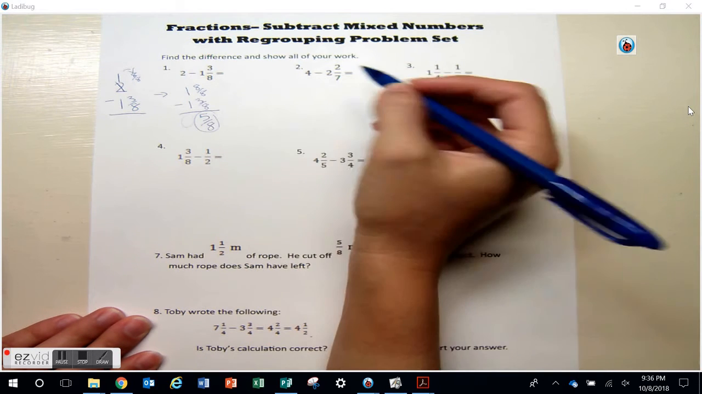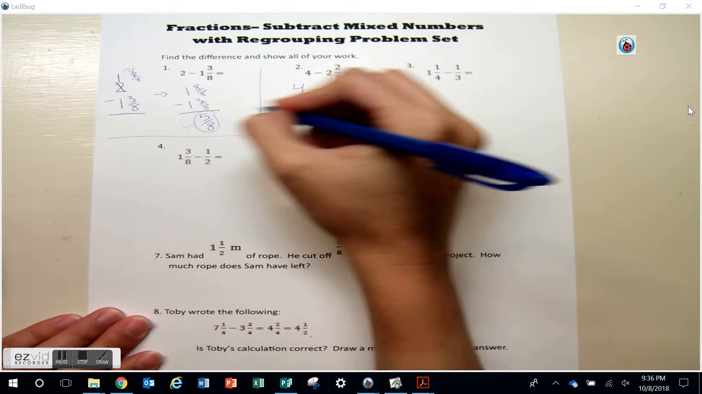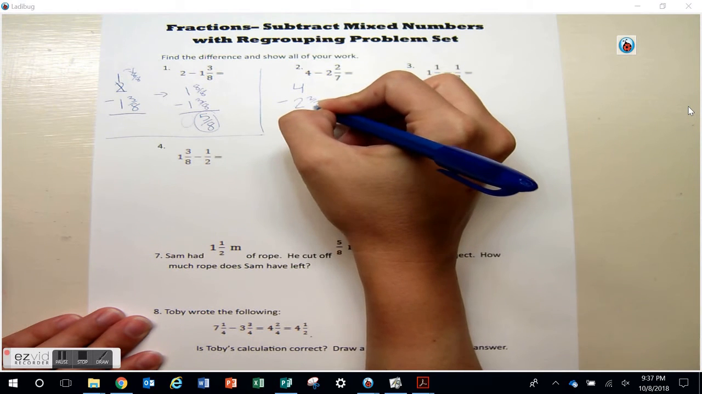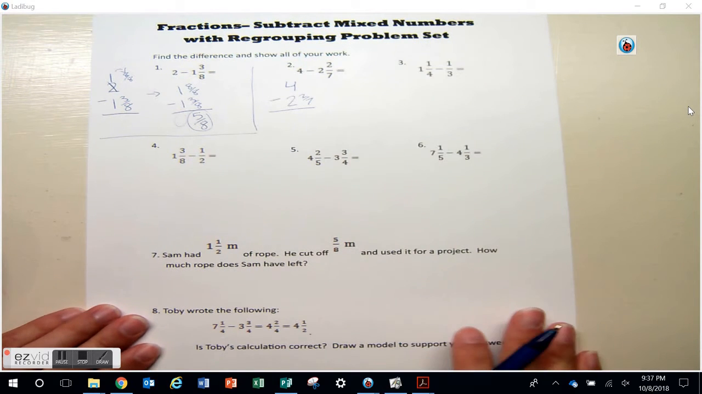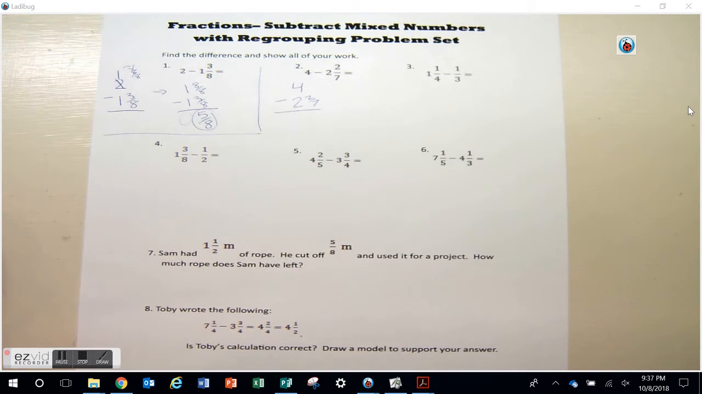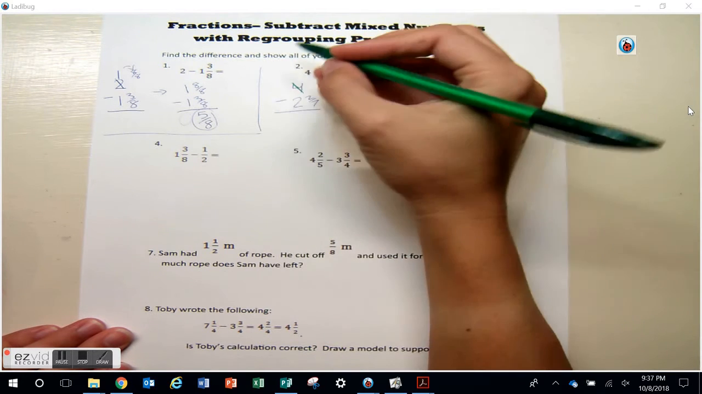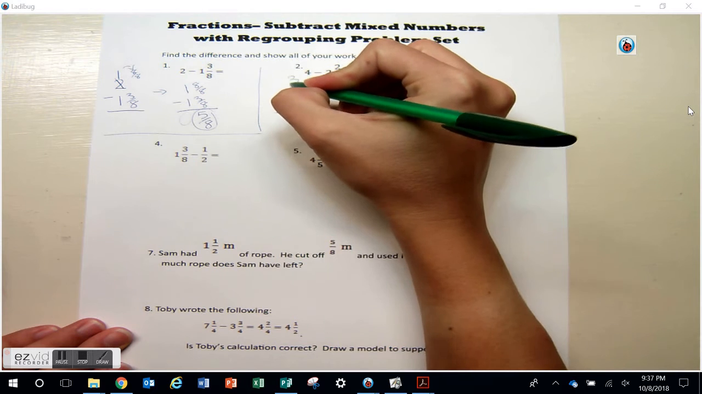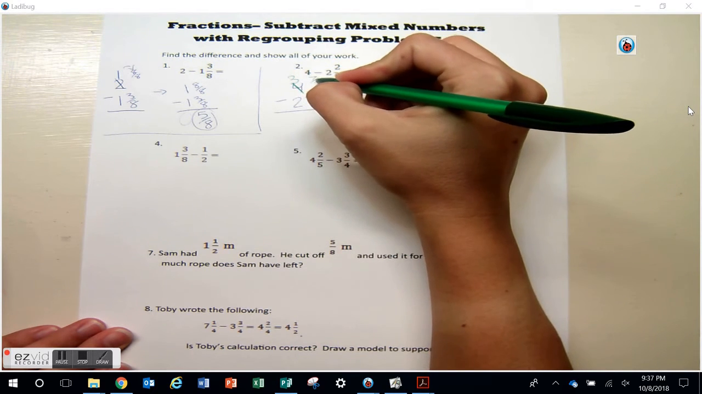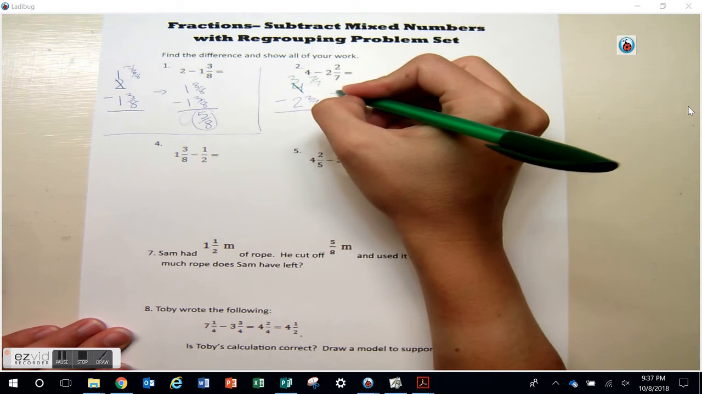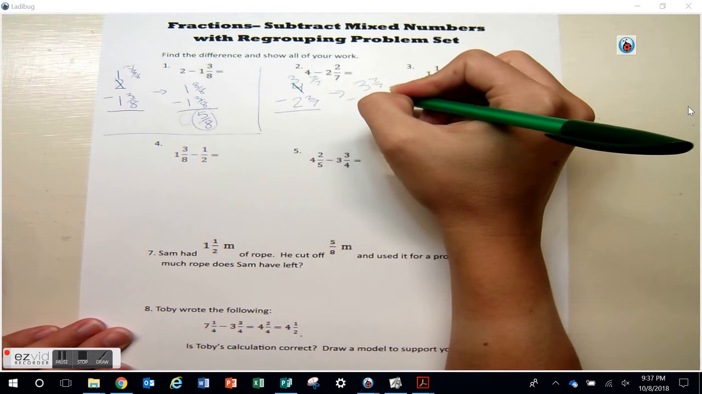Here we have 4 minus 2 and 2/7. We're going to regroup that 4. I'm going to make that 4 into a 3. And I want to keep my fraction piece with the denominator 7. So I'm going to make that 3 and 7/7. Move that over. 3 and 7/7 minus 2 and 2/7.